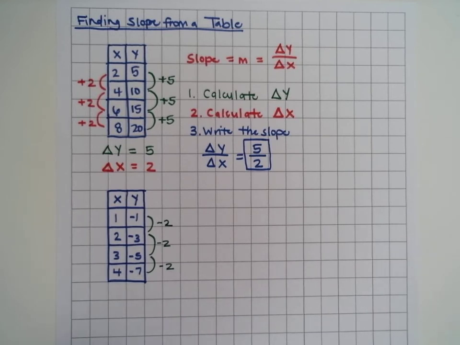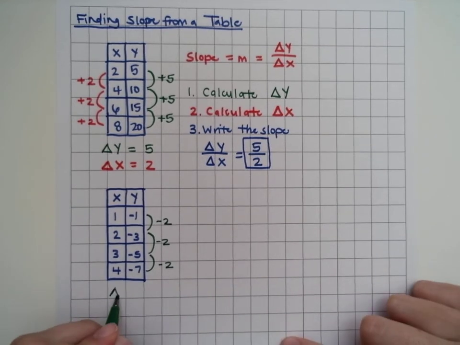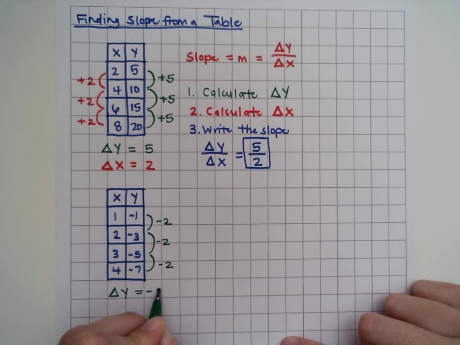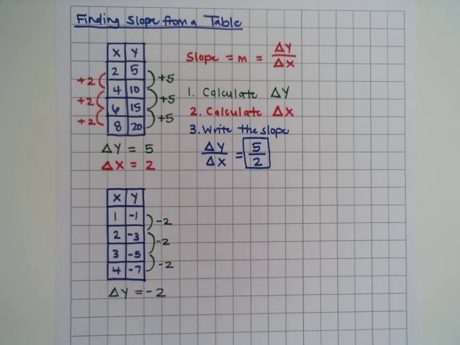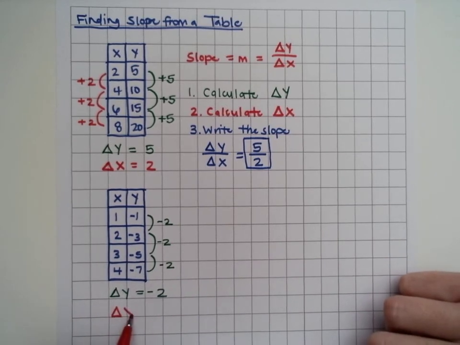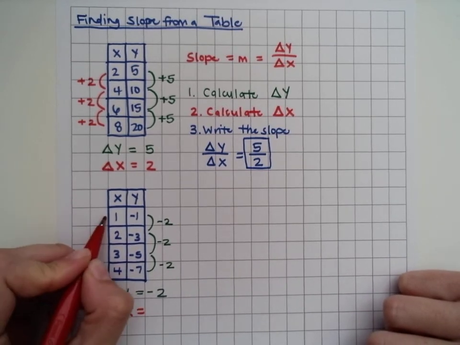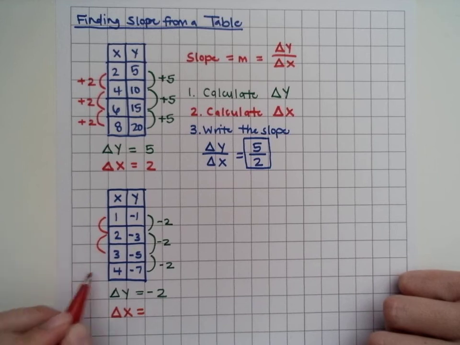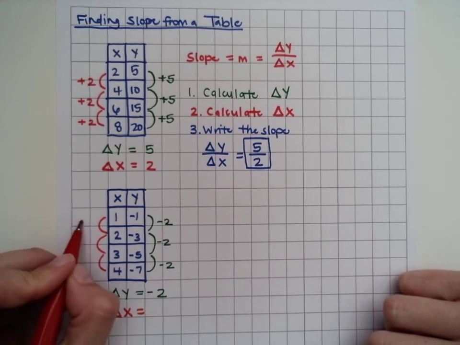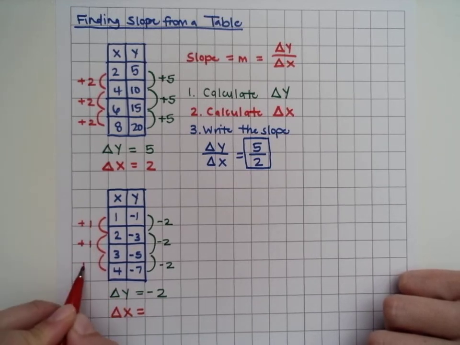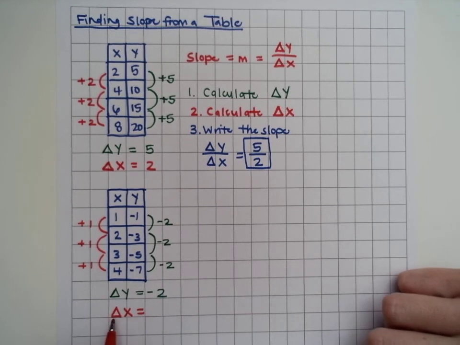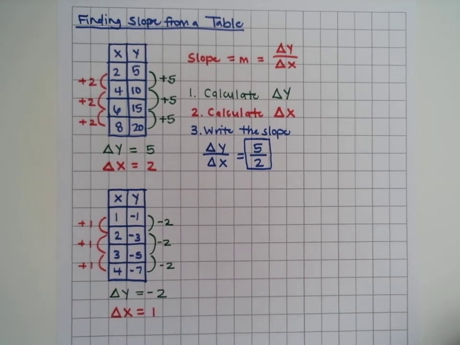Our change in y is negative 2. Then we need to calculate our change in x. So what do we do to 1 to get to 2, to 2 to get to 3, to 3 to get to 4? We are adding 1. So our change in x is just a positive 1.